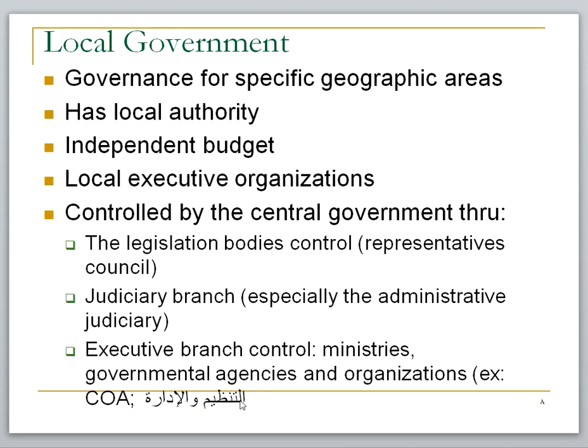Of course, we have some structure for controlling the state. We have control from the executive branch in the capital, from the ministries and the governmental agencies and organizations like التنظيم والإدارة, like Central Organization for Auditing اللي هو جهاز مركزي للمحاسبات. And then we have the governorates, عندنا المحافظات and the cities and their councils. So this is the whole structure for the local government in Egypt.